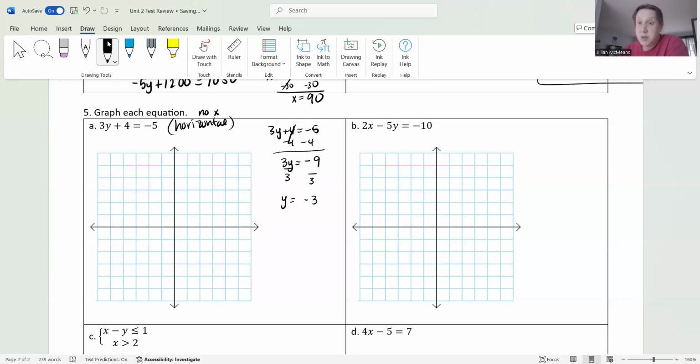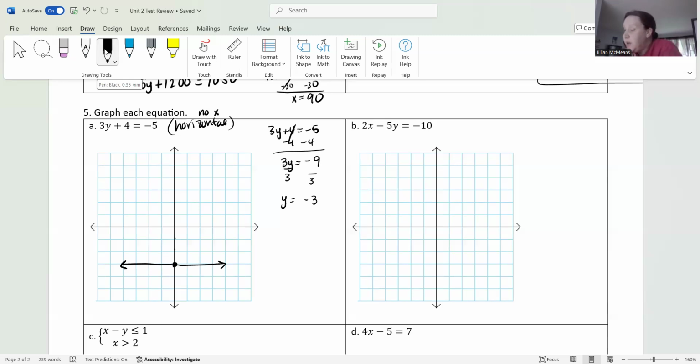So this is a horizontal line that crosses the y-axis at negative 3. Whoops, pretend that's perfectly straight. But there you have it. That's what your graph would look like. So when you are missing one of the two variables, it's kind of easy to graph. You just have to remember which is which. So when you have only one of the two variables, if you're left with only a y, that's a horizontal line. If you're left with only an x, that's a vertical line.